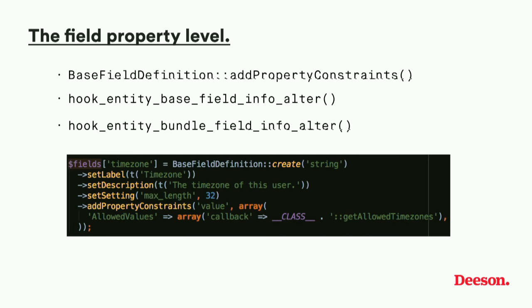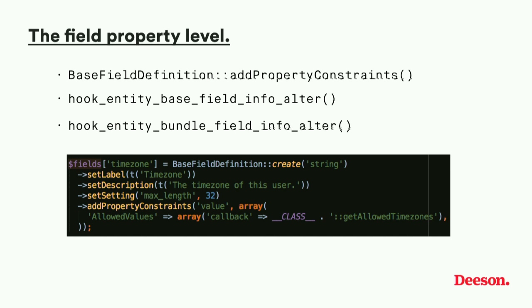And then finally, we have that special little snowflake. There's the field property level, the deepest level. The most common place where you will use this is not actually on the property, but it's on the field item list, which sounds weird, but it actually makes sense because this is the thing you use the most, defining base fields on your entity type. So Drupal made it easy by creating a method add property constraints.